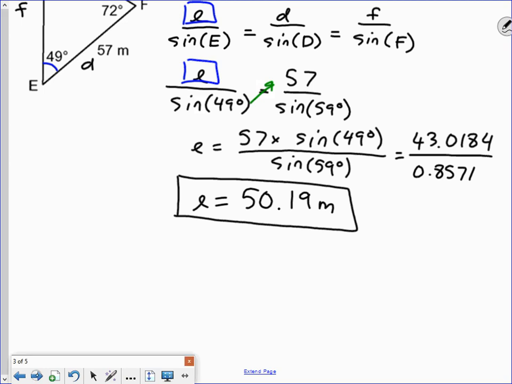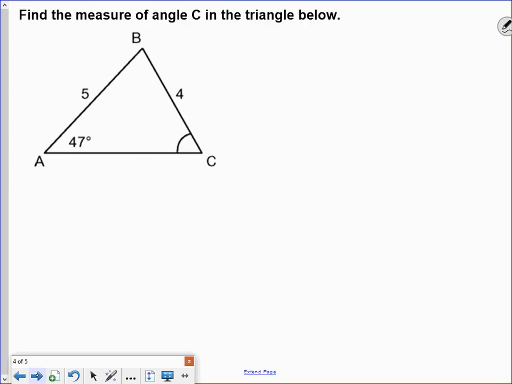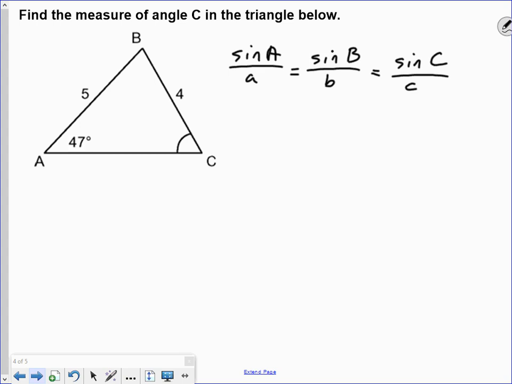All right, we'll do one last example here, where instead of solving for a side, we are going to solve for the measure of an unknown angle. So we want to solve here for angle C. Since we're solving for an angle, we're going to set up our sine law with the angles up in the numerator. Sine A over A, sine B over B, sine C over side C.